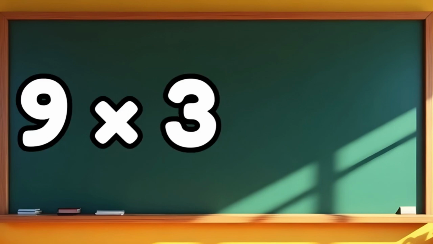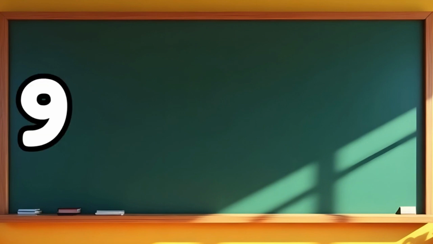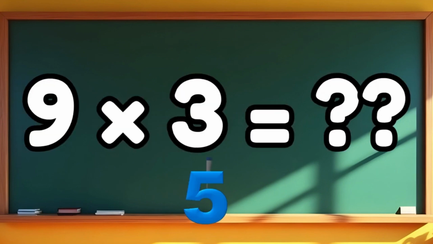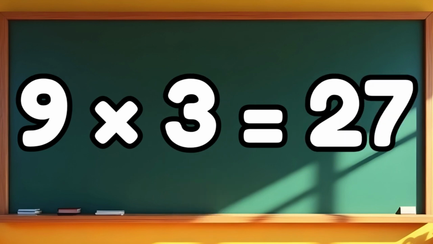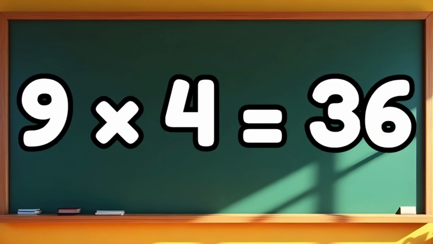9 times 3 equals 27. Let's try again. 9 times 3 equals... 27! Wonderful! Let's continue. 9 times 4 equals 36.